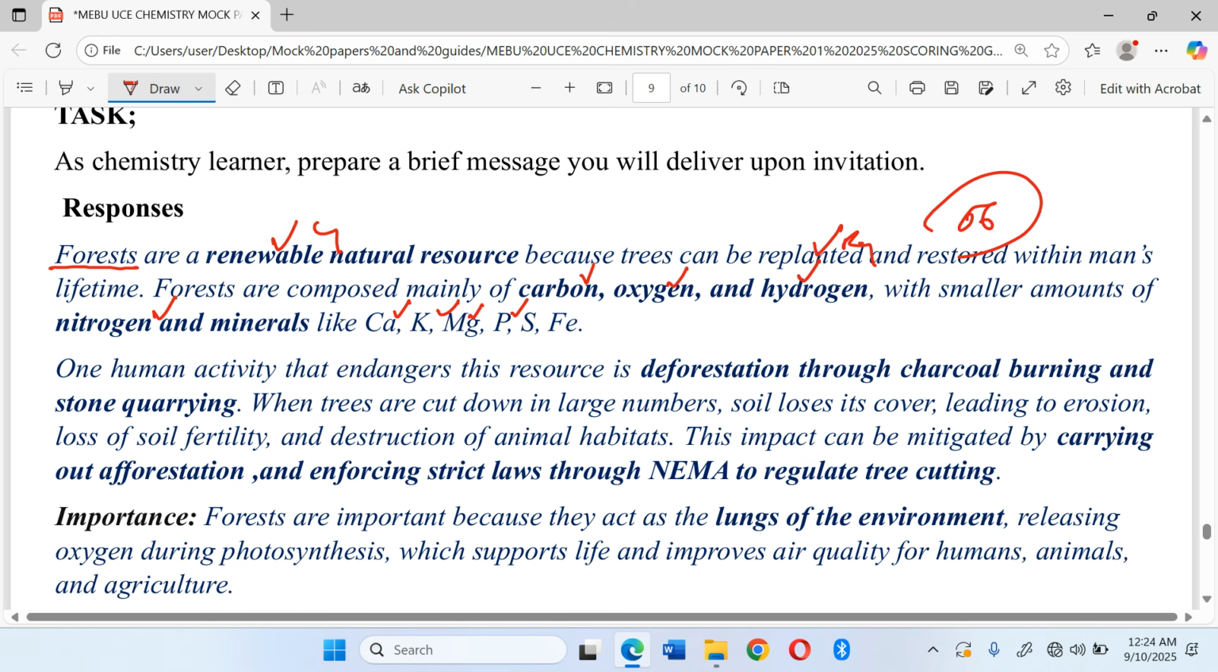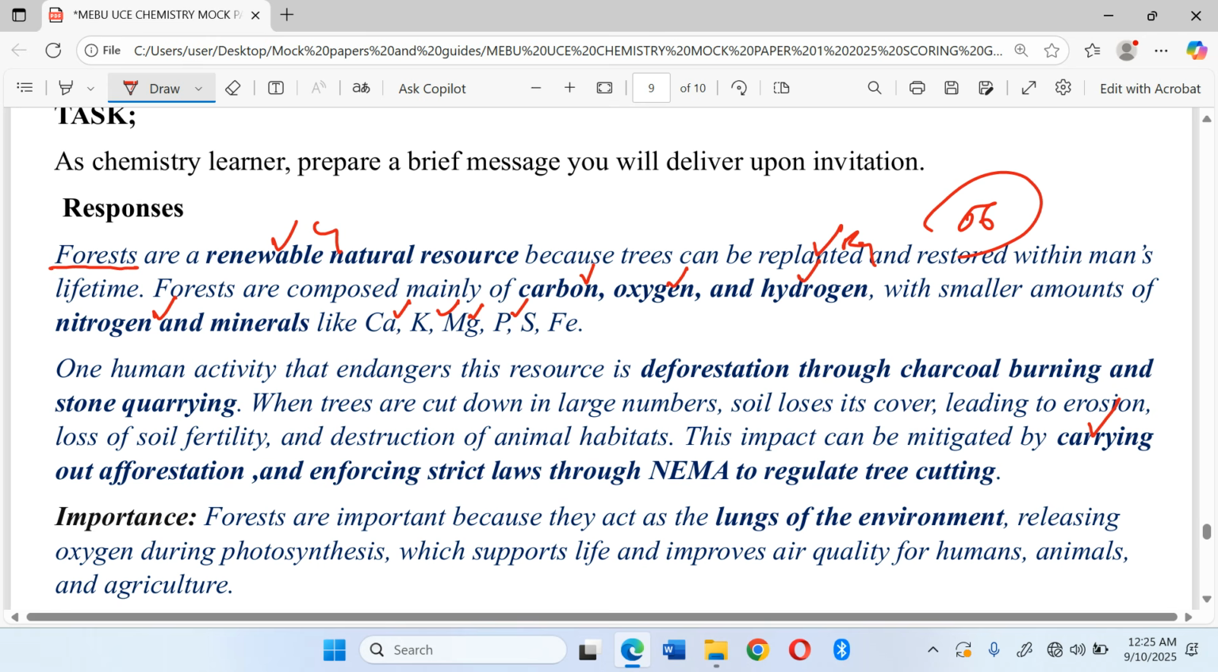So the human activity that endangers this resource is deforestation through charcoal burning and stone quarrying. So when trees are cut down in large numbers, soil loses its cover, leading to erosion, loss of fertility and destruction of animals. This impact can be mitigated by carrying out afforestation and enforcing strict laws through NEMA to regulate tree cutting.